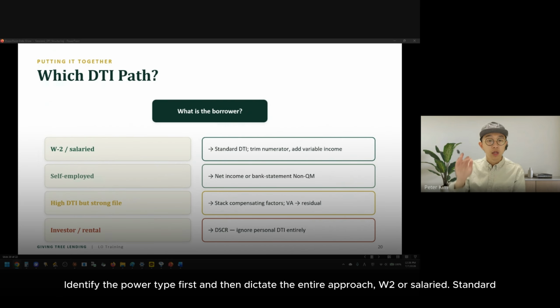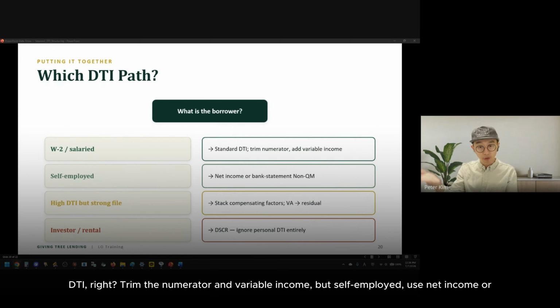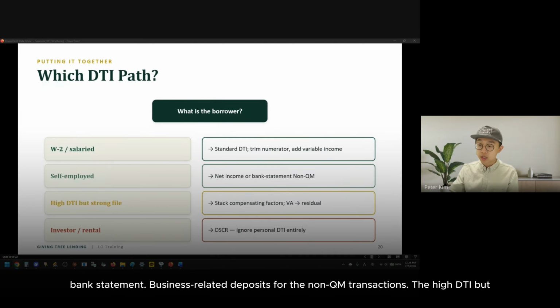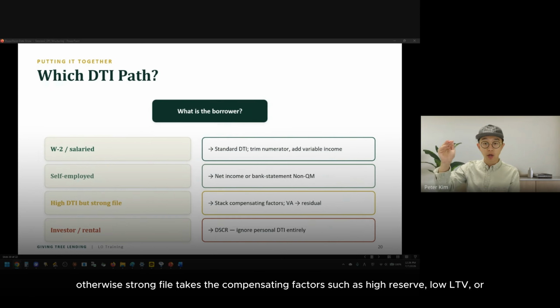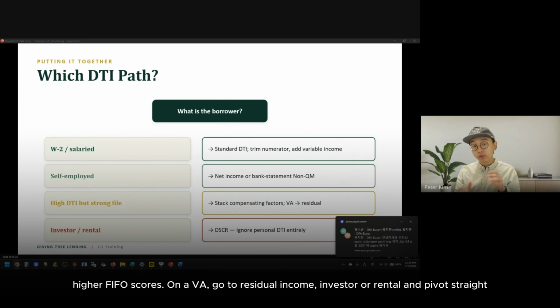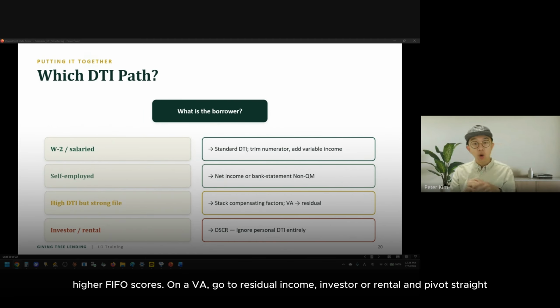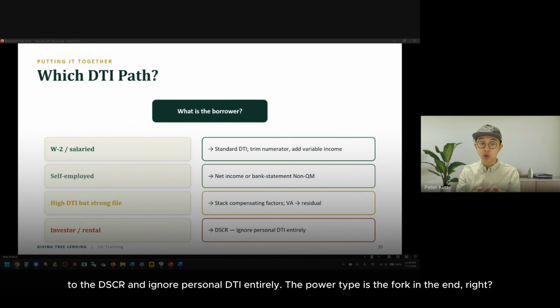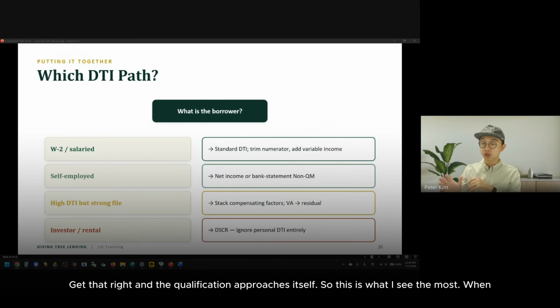W-2 or salaried: standard DTI, right? Trim the numerator, add variable income. But self-employed, use net income or bank statement business-related deposits for the non-QM transactions. For a high DTI but otherwise strong file, stick to compensating factors such as high reserves, low LTV, or higher FICO scores. But on a VA, go to residual income. Investor or rental, pivot straight to the DSCR and ignore personal DTI entirely. The borrower type is the focus in the end, right? Get that right, and the qualification approach follows itself.